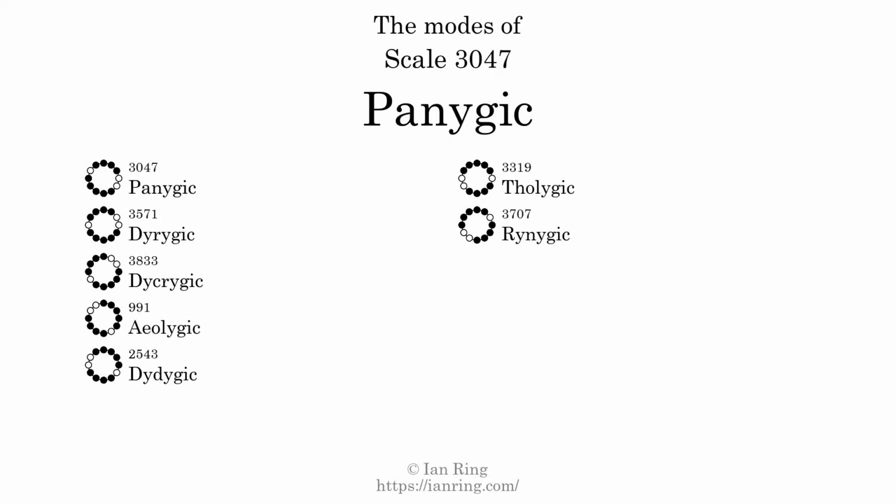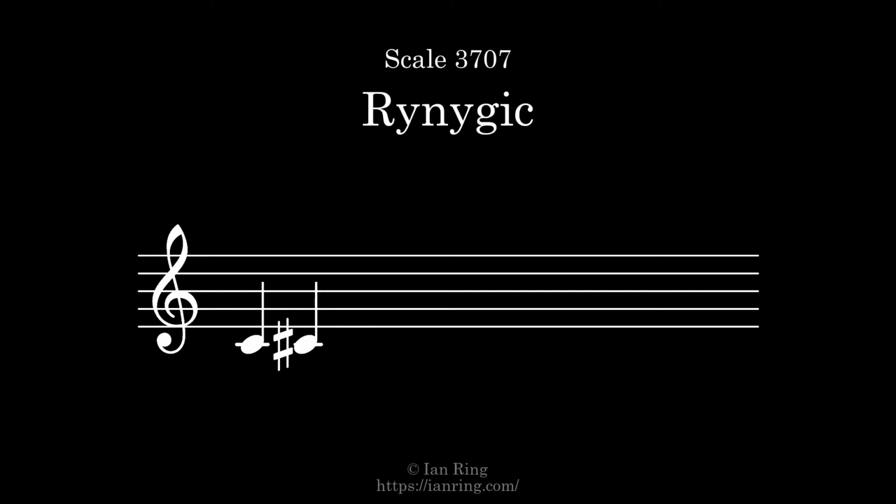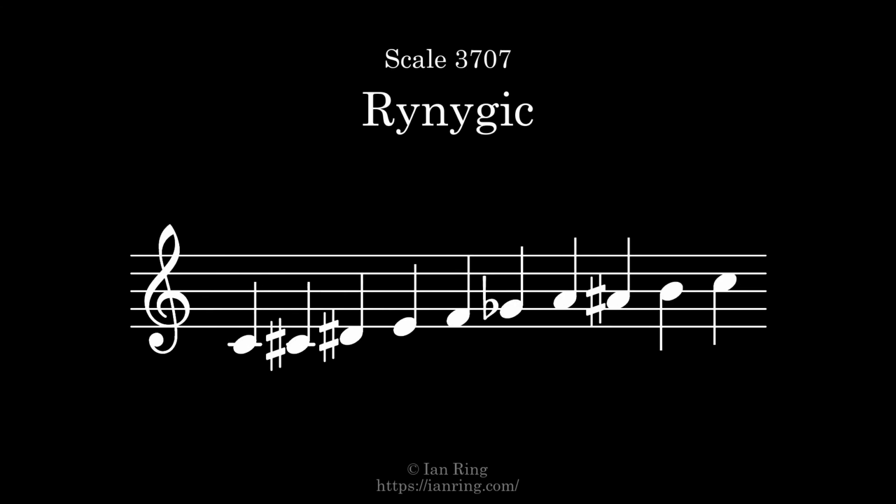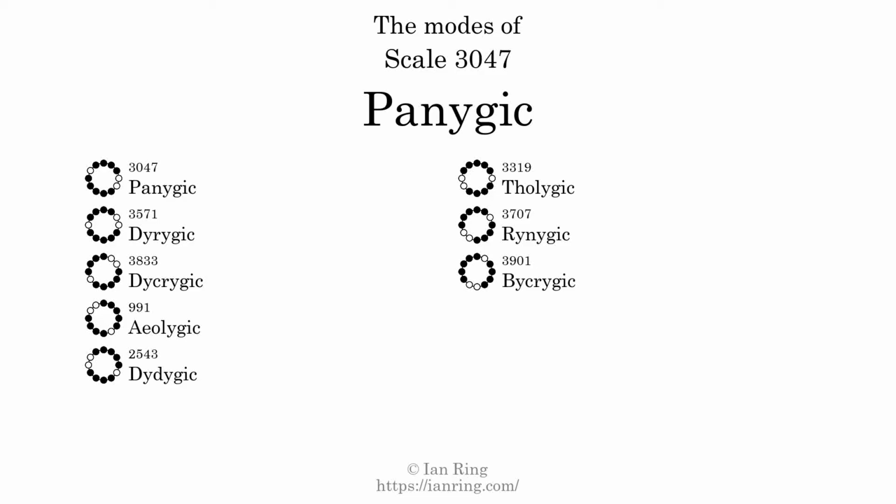The seventh mode is scale 3707, also known as Panygic. It sounds like this. The eighth mode is scale 3901, also known as Panygic. It sounds like this.